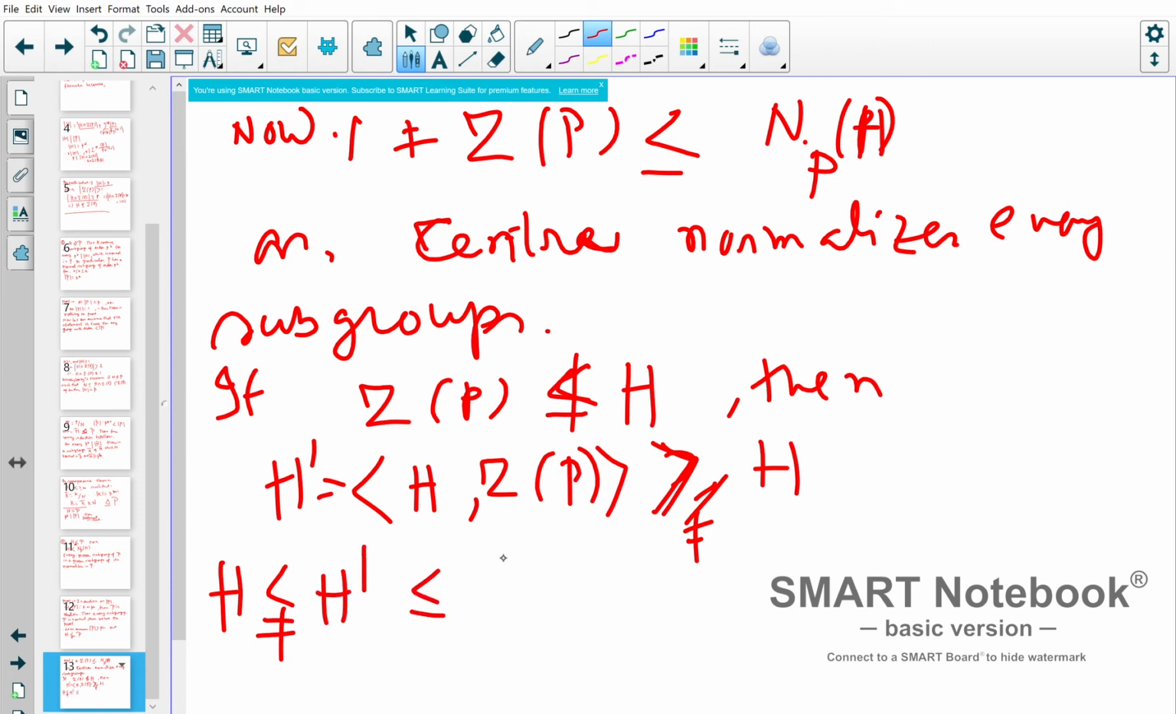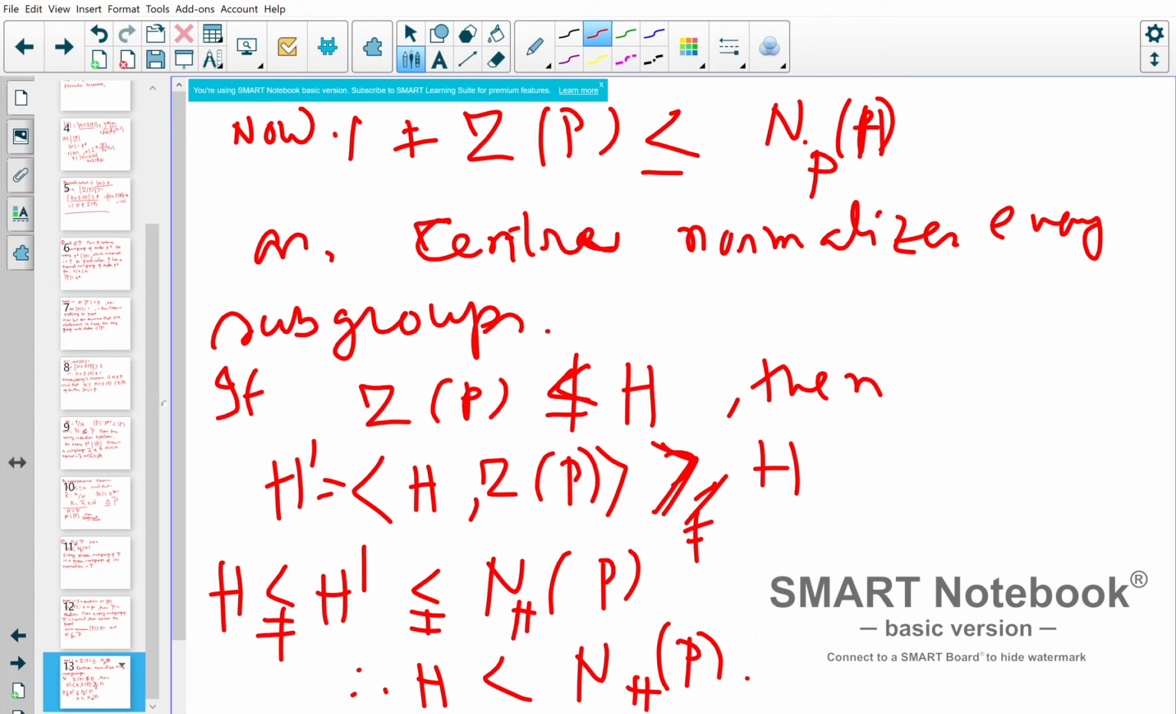H prime is sitting inside the normalizer of H in P, right? Because H normalizes H, the center normalizes H, so H prime normalizes H, and hence we're done. Thus H is sitting properly inside the normalizer of H in P. This is one case.